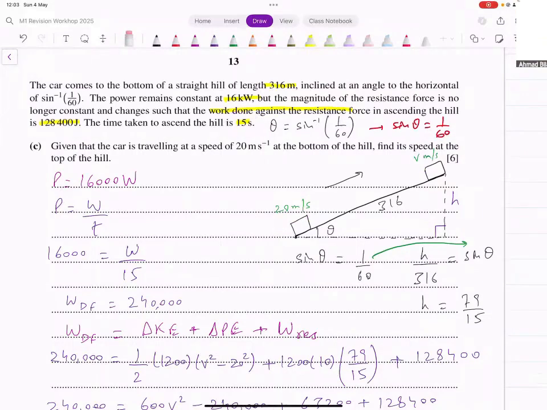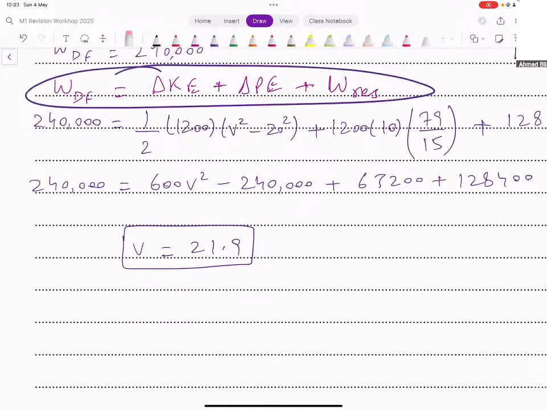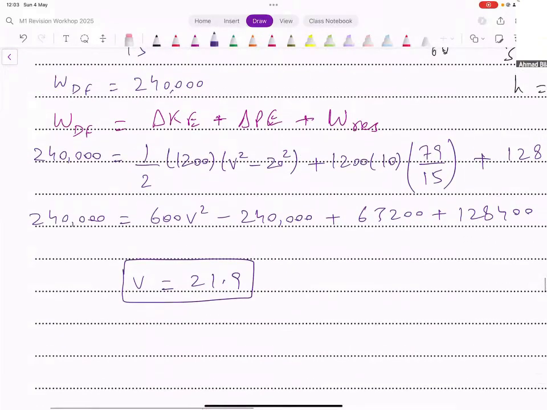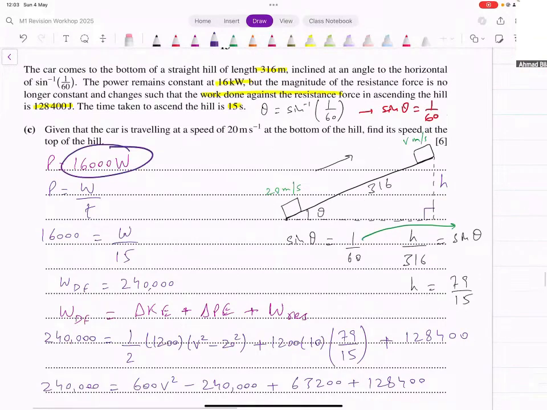You've got power given, you've got work done against resistance given, you've got the hypotenuse of this triangle given. You have the speeds given. You can find the height somehow, and you can use the concept of work energy principle. Work energy principle looks like this: work done by the driving force equals change in kinetic energy, and so on. What's the work done by the driving force going to be? We've got the power value given, that's 16,000 watt. We've got the time given. Since we have time given, we use this formula to find the value of work done, and that turns out to be 240,000. We input that value here.